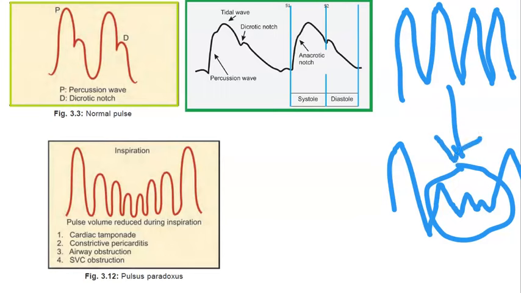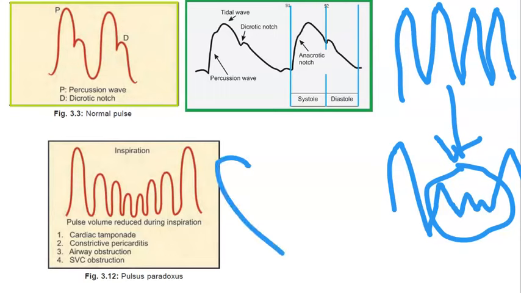This is pulsus paradoxus. There's an exaggerated reduction in the strength of the arterial pulse during normal inspiration, or an exaggerated inspiratory fall in the systolic pressure of more than 10 mm mercury during quiet breathing. So there's a fall in systolic pressure during inspiration. So when do you see this?